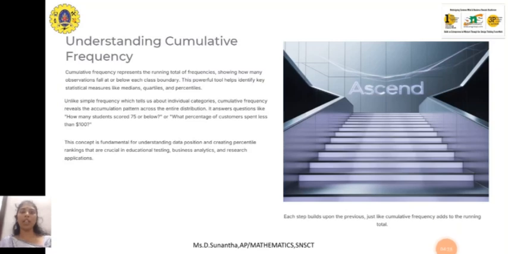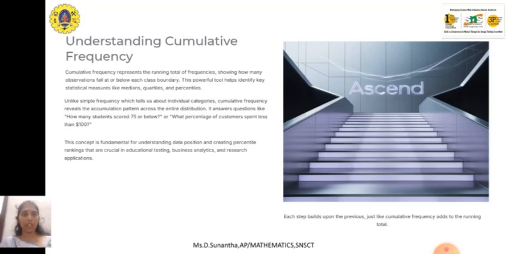The next is understanding cumulative frequency. Previously we have seen relative frequency. Here we are going to see the cumulative frequency. So cumulative frequency represents the running total of frequencies, showing how many observations fall at or below each class boundary. So this powerful tool helps identify key statistical measures like medians, quartiles and percentiles. So unlike simple frequencies which tell us about individual categories, cumulative frequencies reveal the accumulation pattern across the entire distribution.